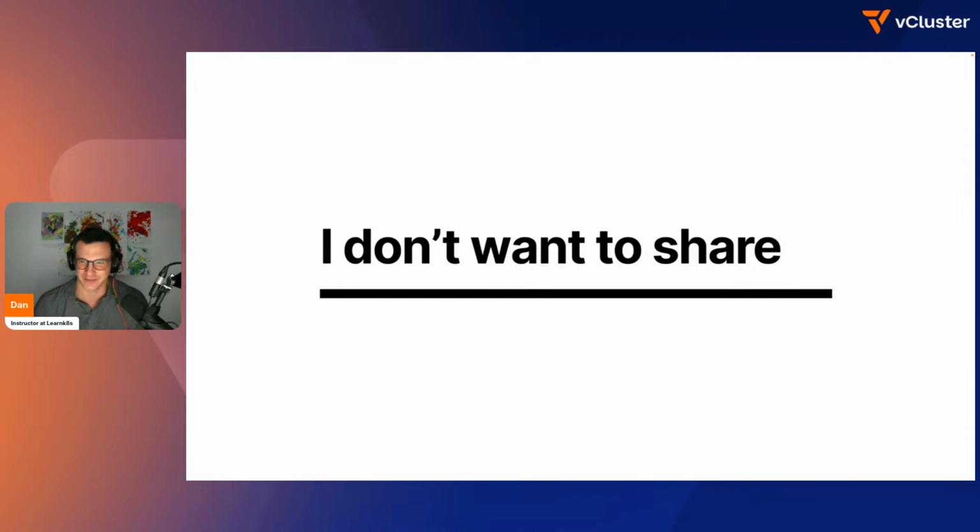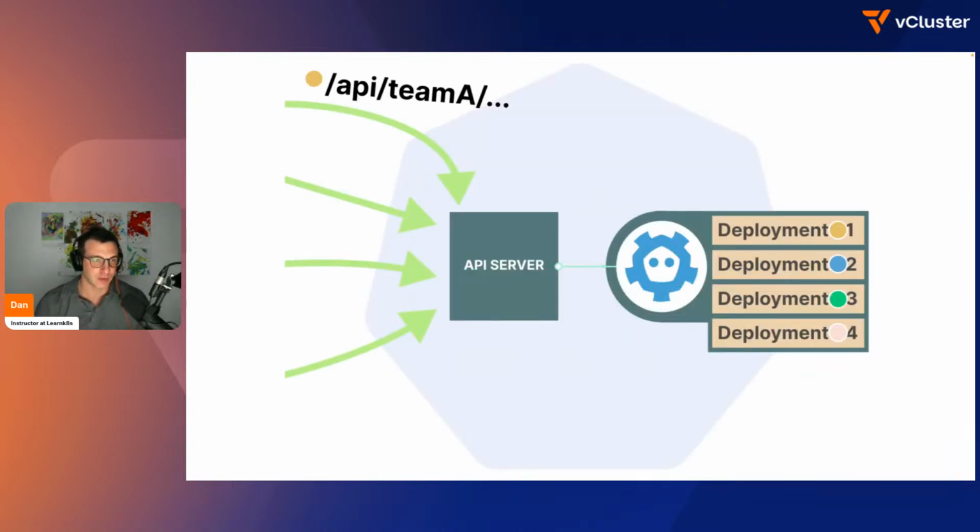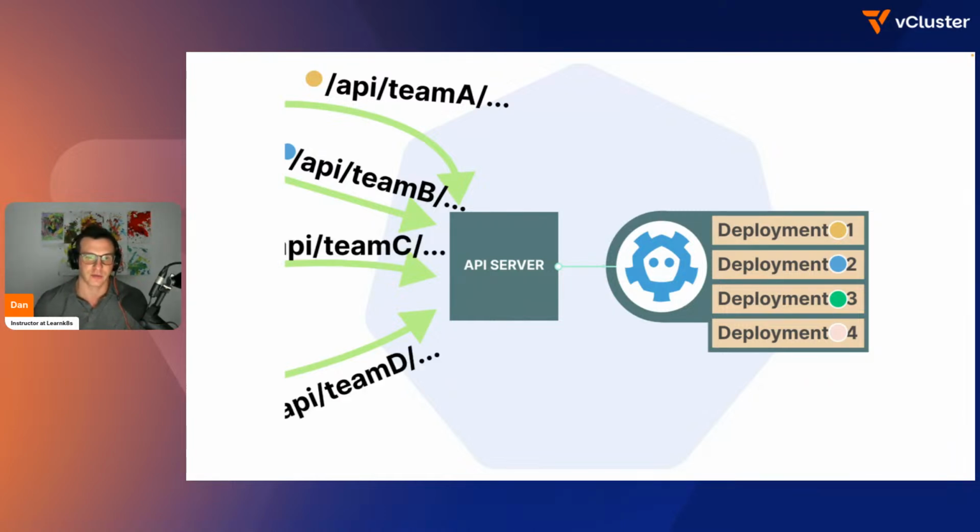Right? I don't want to share. And one of the things we could do to not share is we could say, well, if this is an API server, what about we create a way in the API to just create endpoints which are scoped to the team. So we could have /api/teamA and the rest, and /api/teamB and the rest, and so on and so forth. So each team is basically dedicated a scope inside the API.